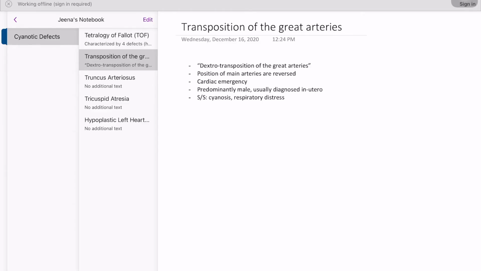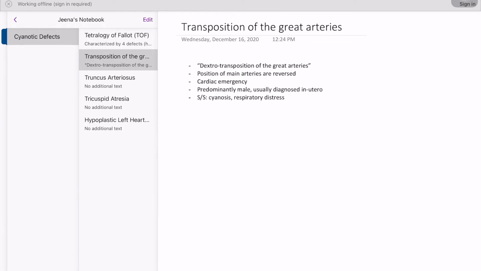Next, I'm going to cover the transposition of the great arteries. This is another cyanotic defect of the heart. It's also known as dextrotransposition of the great arteries. Pretty much in this, the main arteries of the heart are reversed, which is the pulmonary artery and the aorta. It is a cardiac emergency. It is predominantly noted in male patients, and it is usually diagnosed in utero or within the first hours of life. The signs and symptoms, you'd see a baby with cyanosis or respiratory distress.